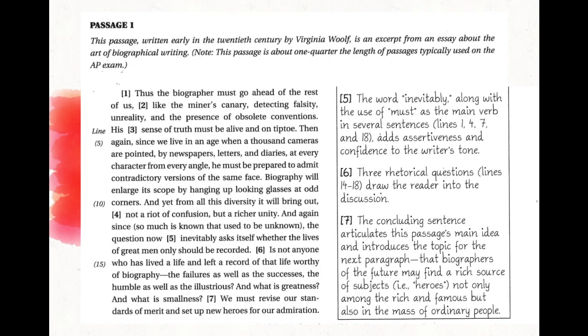And what is greatness? And what is smallness? We must revise our standards of merit and set up new heroes for our admiration. The concluding sentence articulates the main idea of everything, which is that biographers of the future may find a rich source of subjects not only among the rich and famous, but ordinary people.